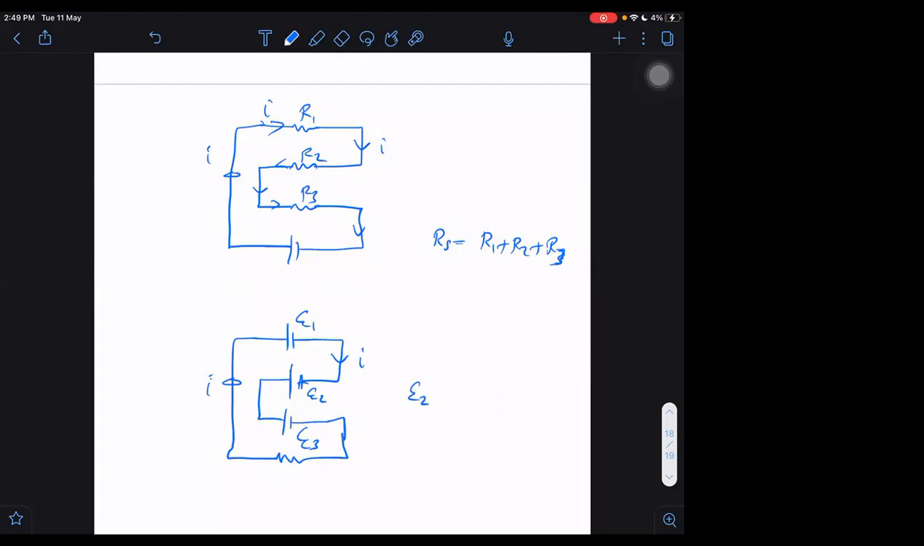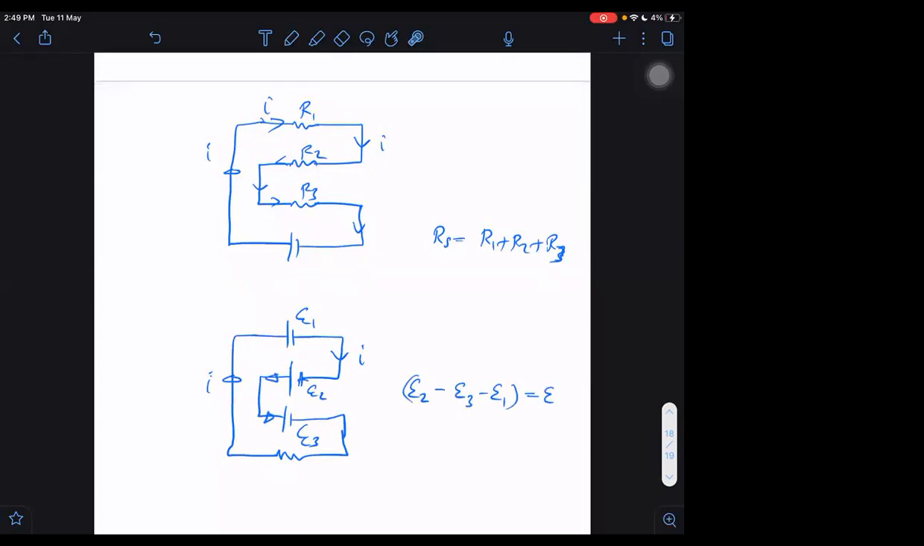E2 is positive because the current is leaving E2, but it is entering E3. E2 minus E3, E1 and minus E1, E3. Negative, sir. Minus E1, minus E3, minus E1. This is the net EMF. And yes, it is true. It will depend on the direction of current. If I change the direction of current, I could have taken it the other way also, right? Minus of that it comes.